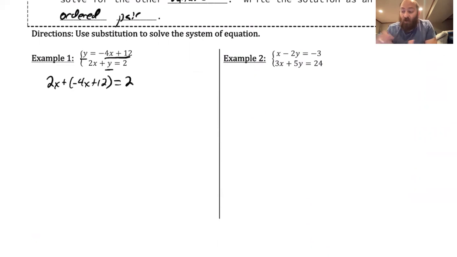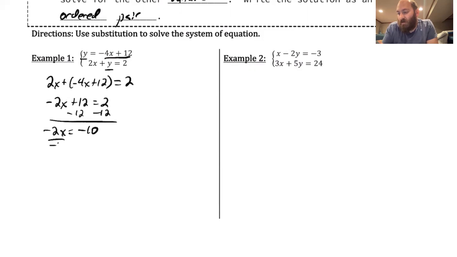From there, I now have just one equation with x in it and no y. So I can do 2x minus 4x, which gives me negative 2x plus 12 equals 2. Then I can subtract 12 from both sides, so that negative 2x is equal to negative 10. Divide by negative 2, and I get x equals 5.